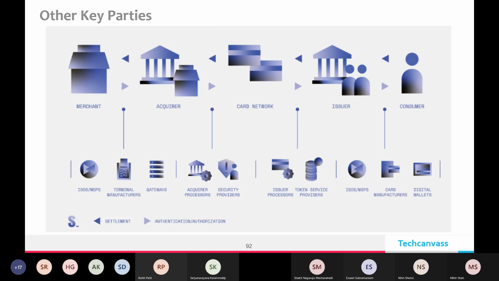Okay. And what are the other key parties in the cards industry? The cards industry is a very, very big industry. It's a widely used industry. So you can see that many parties are participating in it and creating value addition.